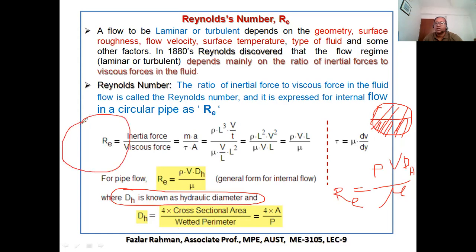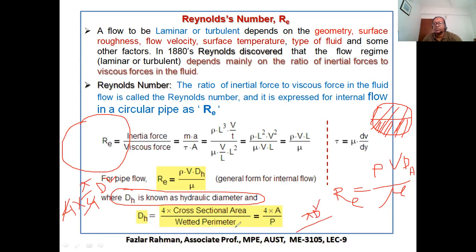Say you have a circular pipe. So at the top, 4 into area. What is the area? 4 into pi by 4 into d square, right? This is the area, 4 into area. So the 4 cancels out, and at the top you have pi d square, right?